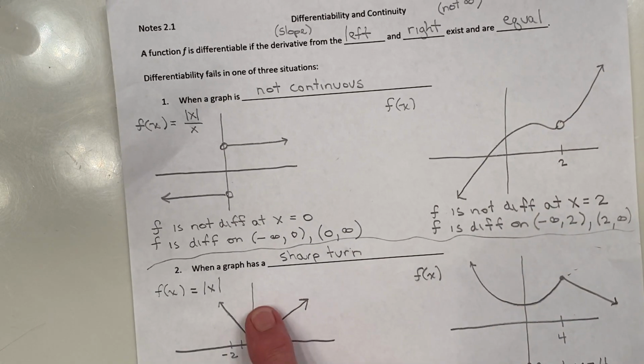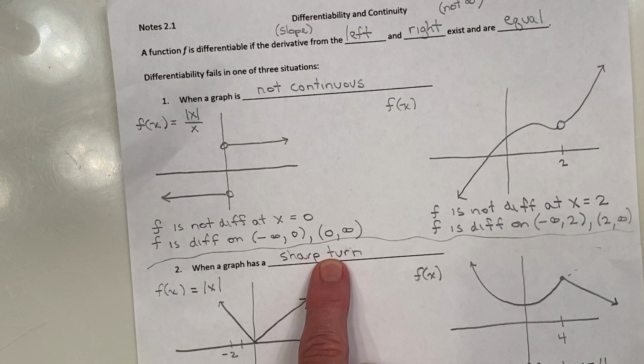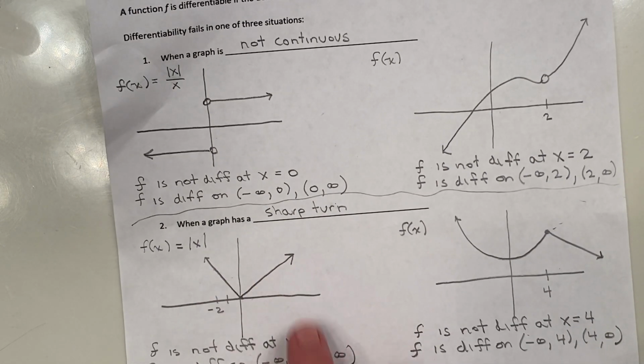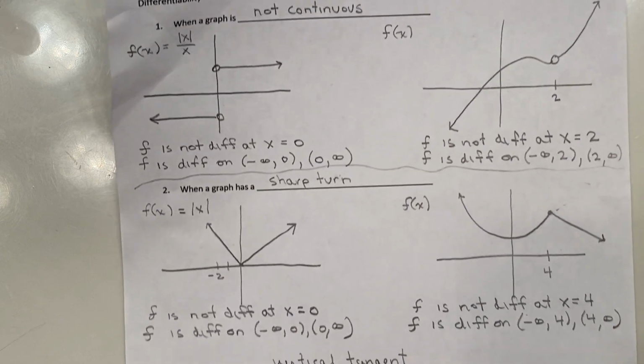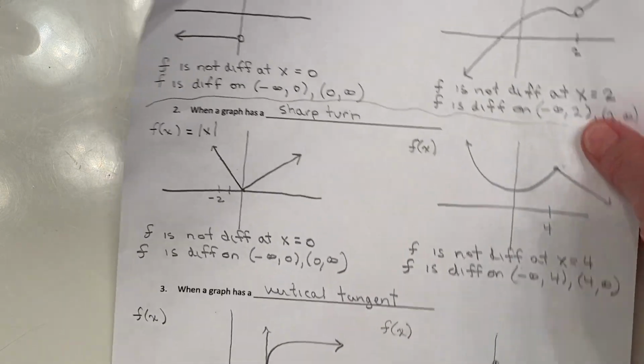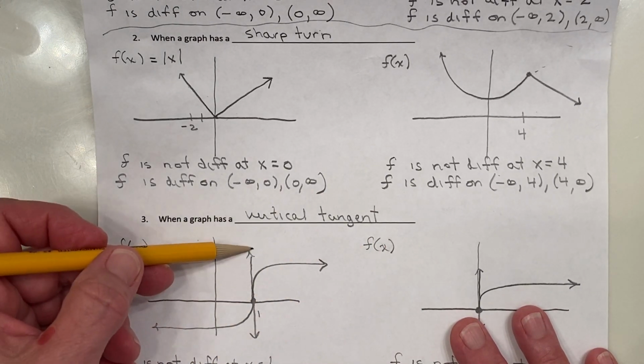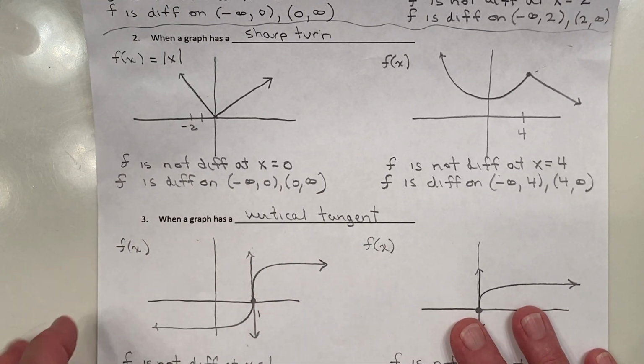Or differentiability will fail when a graph has a sharp turn, which means the slope from the left and the slope from the right aren't the same. They exist, but they're not the same. And a graph fails differentiability when it has a vertical tangent, because that tangent line that's vertical has no slope.